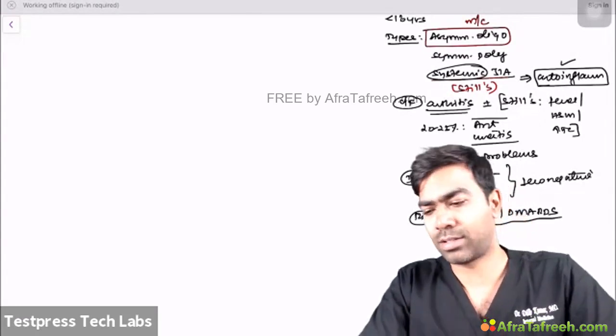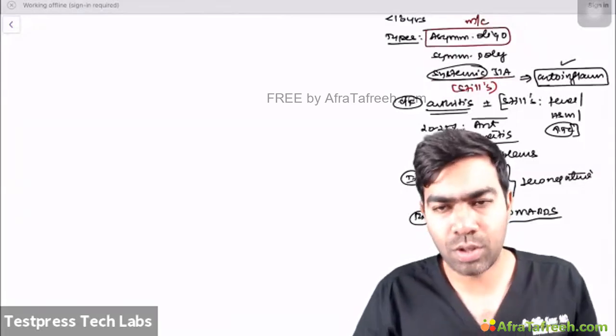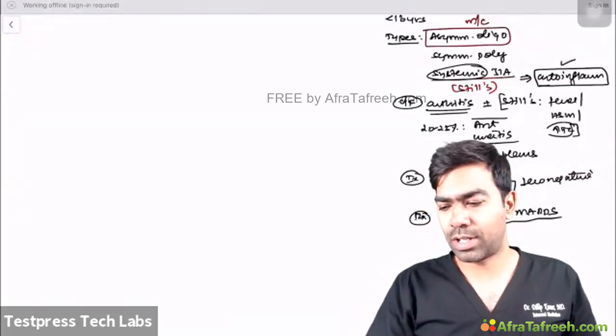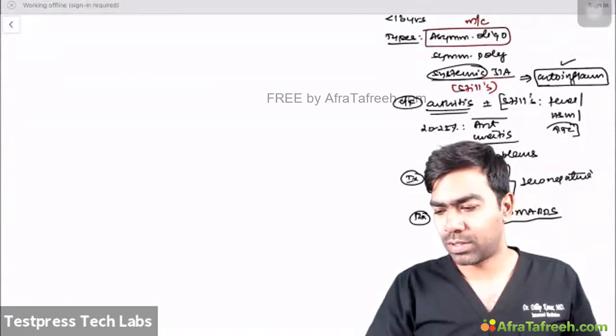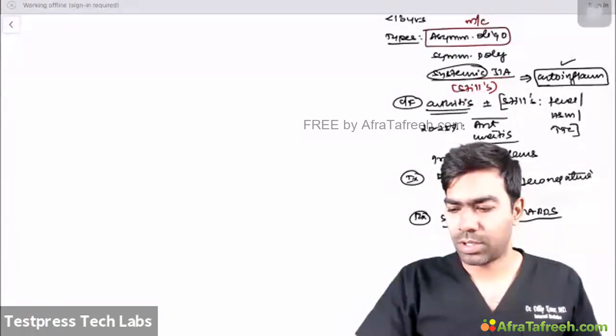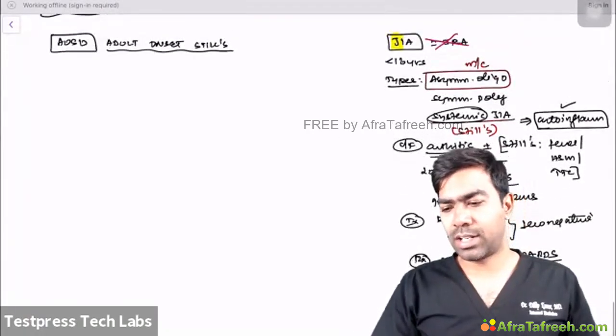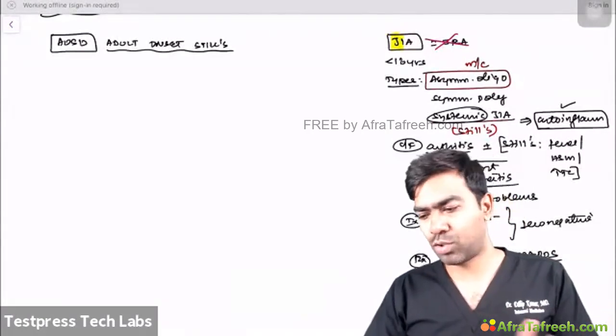Disease-modifying anti-rheumatic drugs. Fever, hepatosplenomegaly, and we are talking about increased total counts. Total counts means WBC counts we are talking about. Increased TC is a sign of systemic involvement. Clear? This much I think is enough for knowing about juvenile idiopathic arthritis. I don't think there'll be so many questions from that.